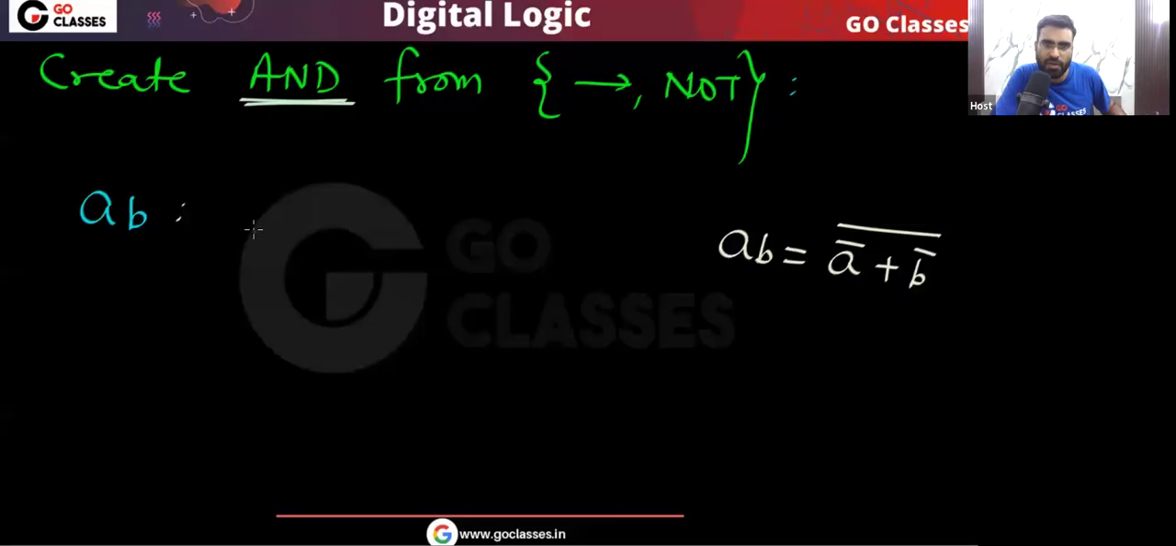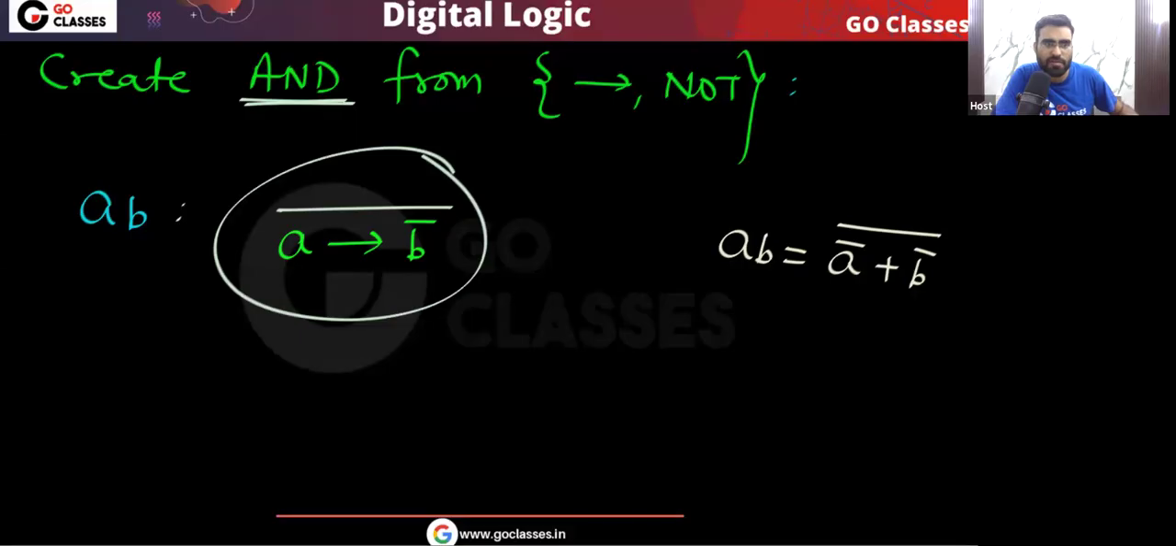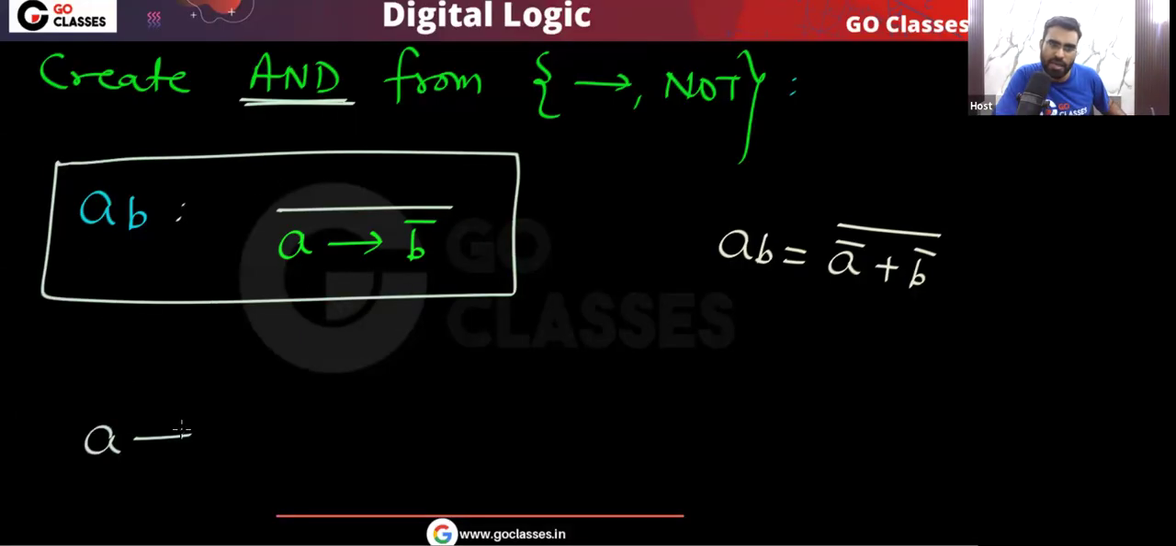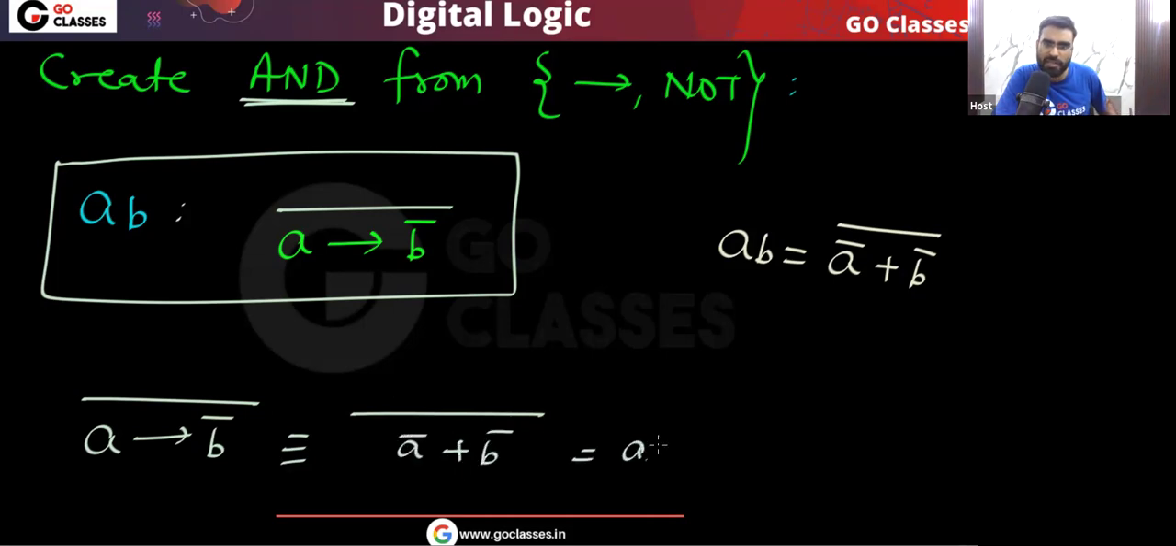So very simple. What I can do is like this. Look at this: A implies B bar, whole bar. Okay. That's it. Tell me, what is this? See, A implies B bar whole bar. This is a whole bar. And what is this? This is A bar or B bar. And that is same as AB.